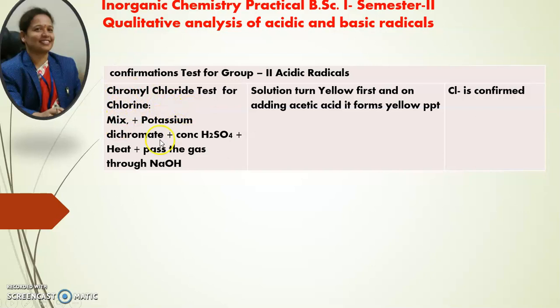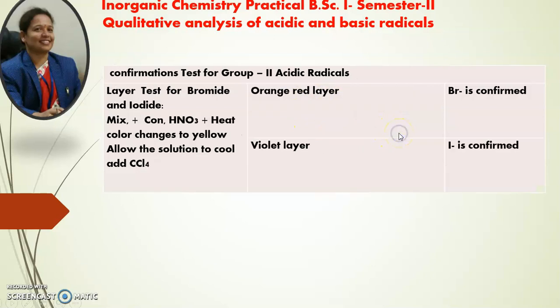Okay, so mixture plus potassium dichromate, a few drops of concentrated H2SO4, heat and pass the gas through NaOH. Then this NaOH solution, which is colorless, turns yellow first, and after adding acetic acid to it, it forms the yellow precipitate. Similarly, bromide and iodide radicals are confirmed on the basis of the layer test. Note down this point again: chloride is confirmed on the basis of the chromyl chloride test, and bromide and iodide radicals are confirmed on the basis of the layer test.